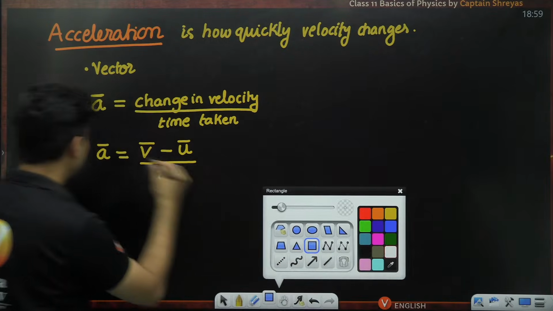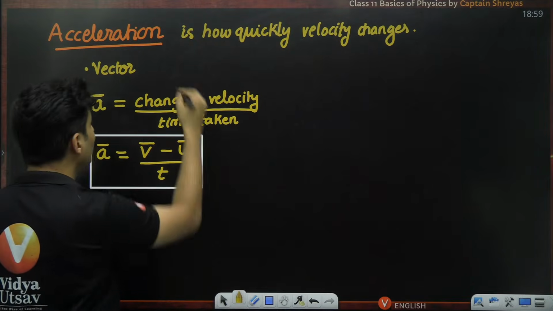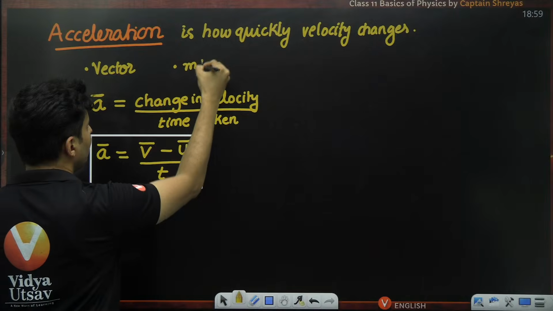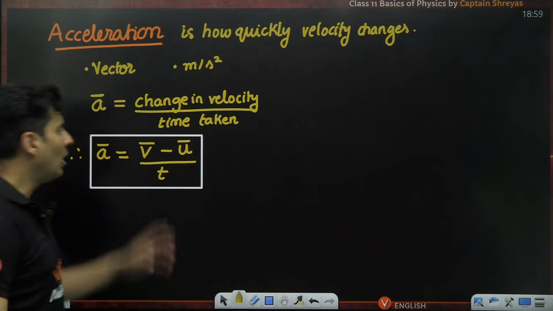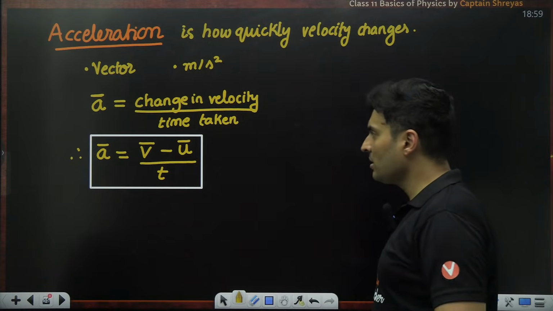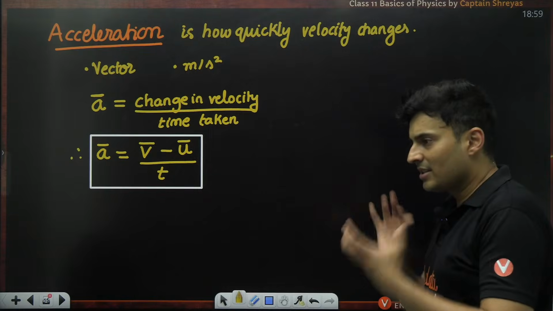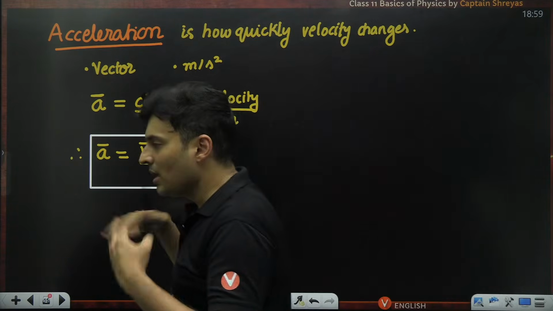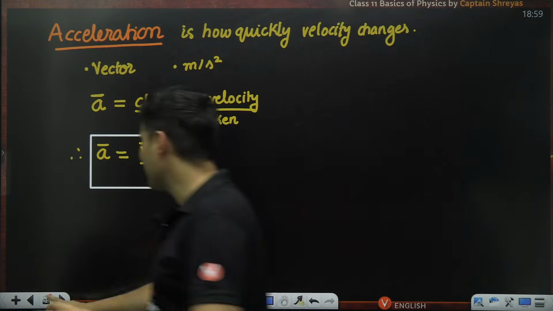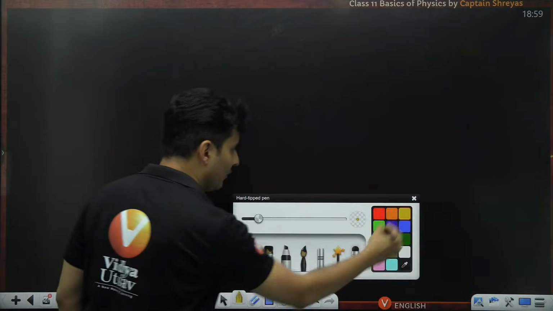Okay, so acceleration is how quickly your velocity changes with the time. The unit of acceleration is meters per second square. How many meters per second square is it going to change by? It's a vector quantity. All right. Now, let's look at some questions so that you are able to see what the acceleration is all about. Let's take up some easy, then some difficult questions.